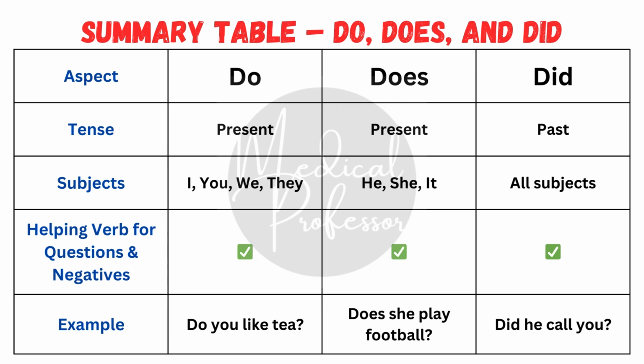How do we use them in questions and negatives? All three, that is do, does, and did, are used as helping verbs when forming questions and negatives. Let's look at some examples. Do you like tea? Here, do is helping form a question in the present tense. Does she play football? Does is used with she in the present tense. Did he call you? Did is used in the past tense.